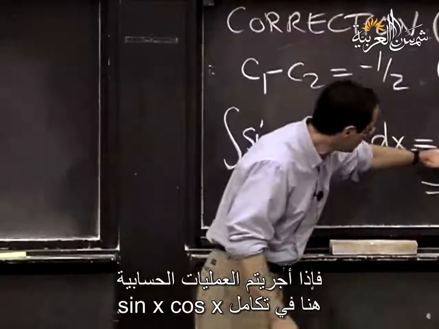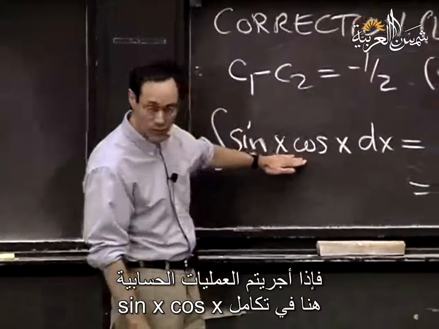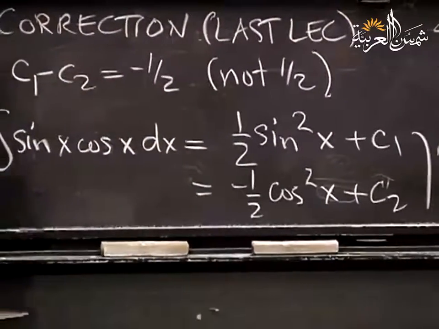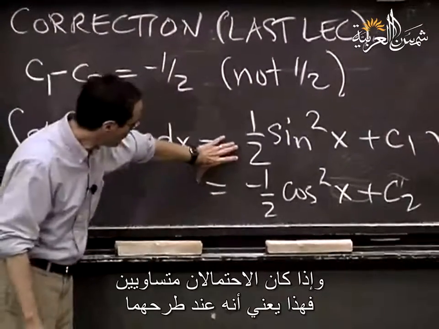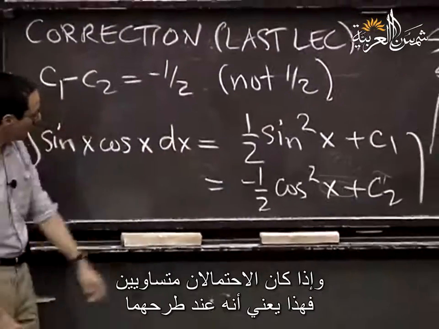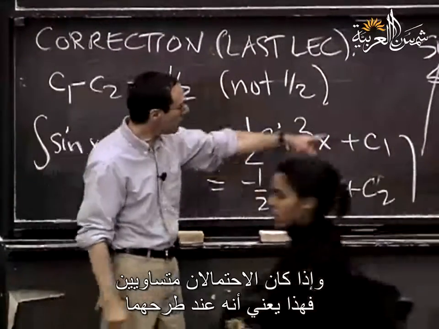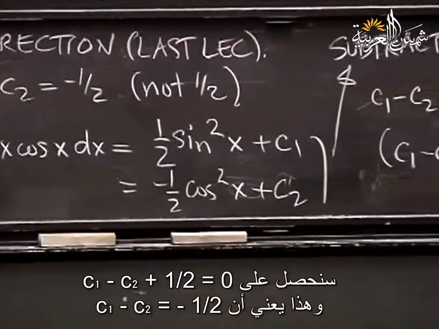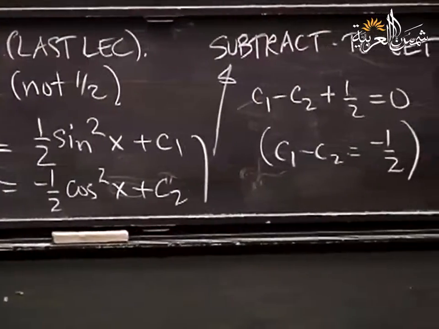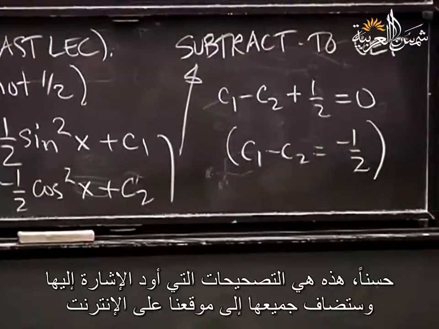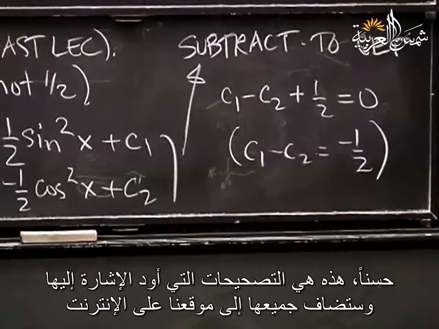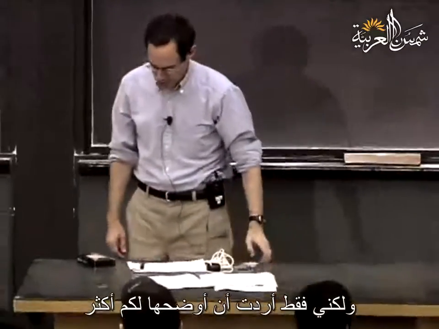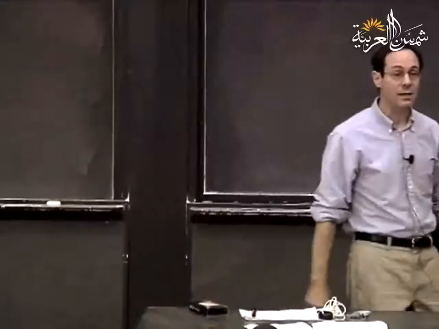If you go through the calculation that we did with the antiderivative of sine x cosine x, we get these two possible answers. And if they're to be equal, then if we just subtract them, you get C1 minus C2 plus a half is equal to 0. So C1 minus C2 is equal to a half. All right. So those are all of the corrections. Again, everything here will be on the web, but just wanted to make it all clear to you. All right.